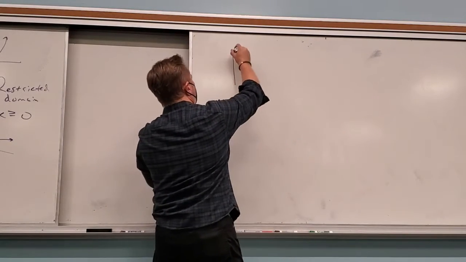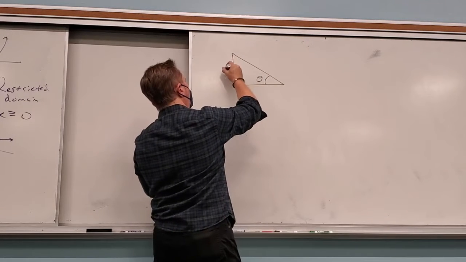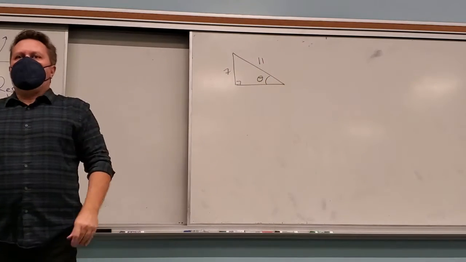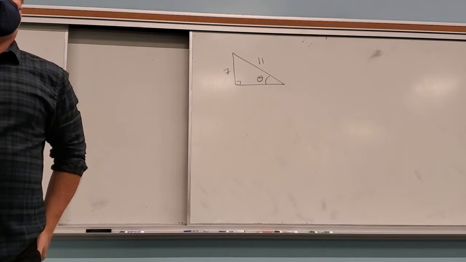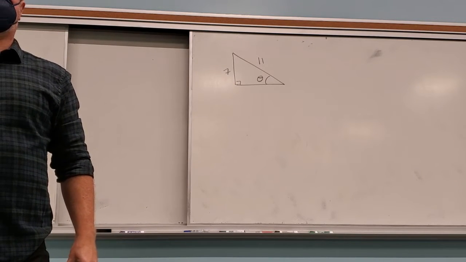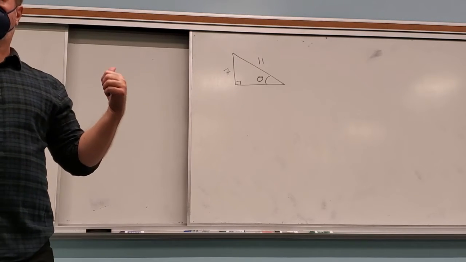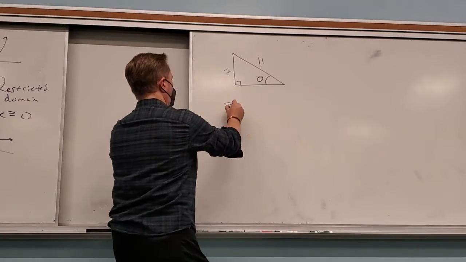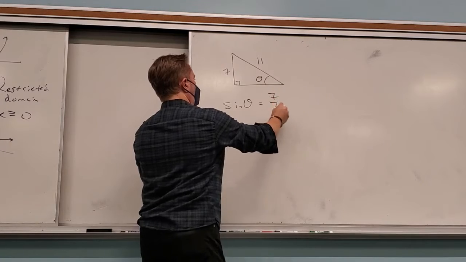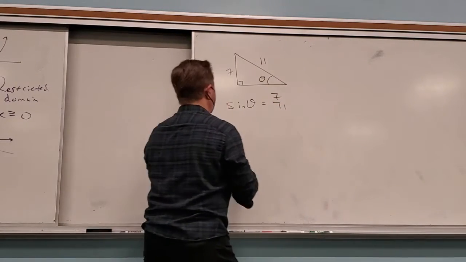So if I have this triangle, and I know this is 7, I know this is 11. I want to know what the angle is. What can I set up? What trig function relates what I know? Sine. I love it. So what's sine theta? How do I solve for theta? Reverse sine. Yes, I apply.